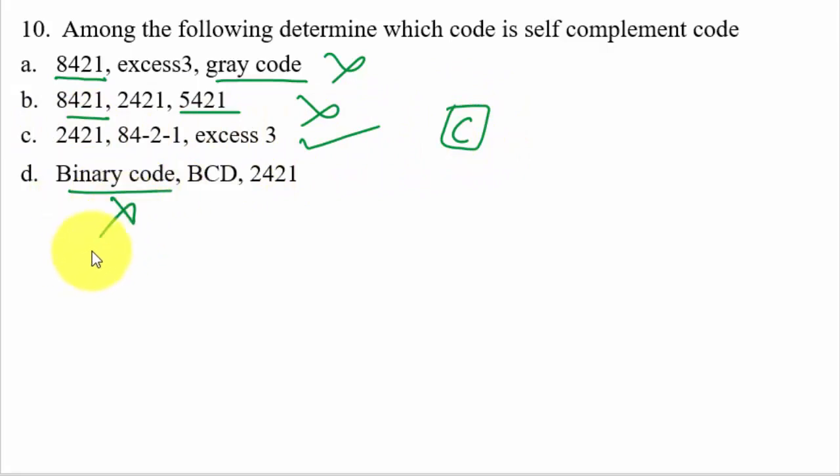Binary code is not a self-complement code. BCD is not a self-complement code. So option D also can't be. So the corresponding option that is going to follow is option C is correct.